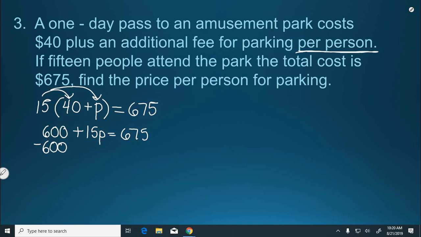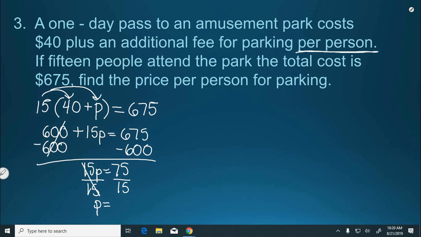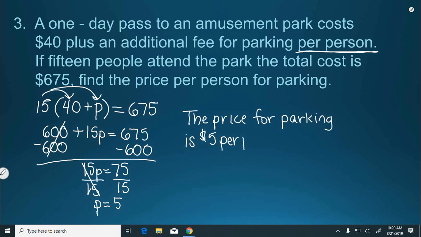Then we subtract 600. So 15p equals 75. Then we divide by 15, which hopefully you know is 5. So because this is a word problem, I'm going to write out my solution. The price for parking is $5 per person, which means that each person is really paying $45 to go on the trip.